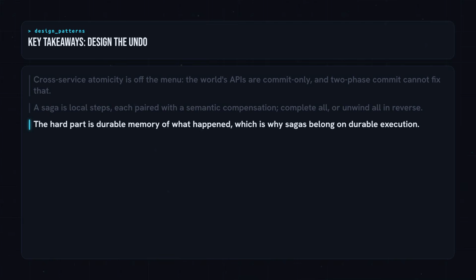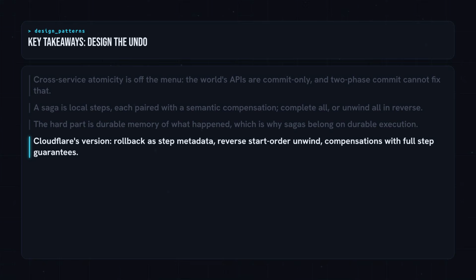The genuinely hard part is not the compensations, it is remembering, across crashes, what already happened and what is owed, which is why sagas are not a rival to durable execution, but its natural feature. And why Cloudflare built rollbacks directly into workflows, compensation declared beside the step, unwind in deterministic reverse start order, and every rollback running with retries, timeouts, and a journaled outcome of its own. The discipline to keep, design the undo when you design the do.